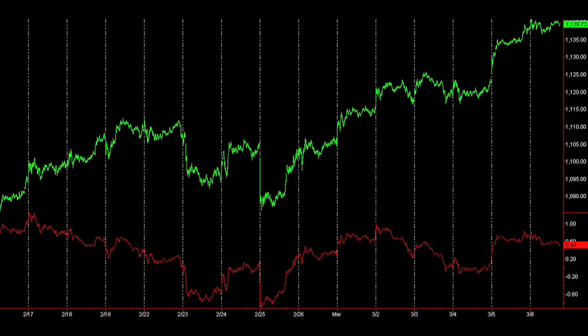Okay, let's take a look at valuation. What you're looking at here is the S&P 500. Again, these are one day at a time, 5-minute bars. And on the bottom is the valuation formula.